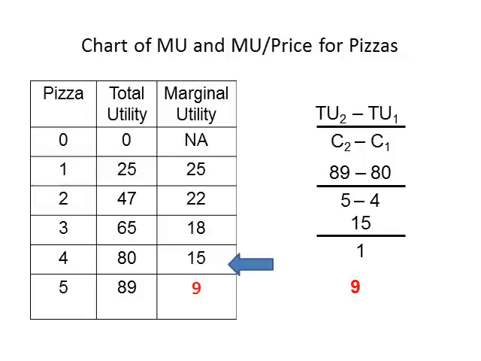Next, write down the formula for the marginal utility. Substitute the values into the formula. In this case, TU2 is 89, TU1 is 80, C2 is 5, C1 is 4. Next, do the subtractions, which gives 9 in the numerator, the top number, and 1 in the denominator, the bottom number. Divide the numerator, 9, by the denominator, 1, which is equal to 9, and place 9 into the sixth row of the marginal utility column.